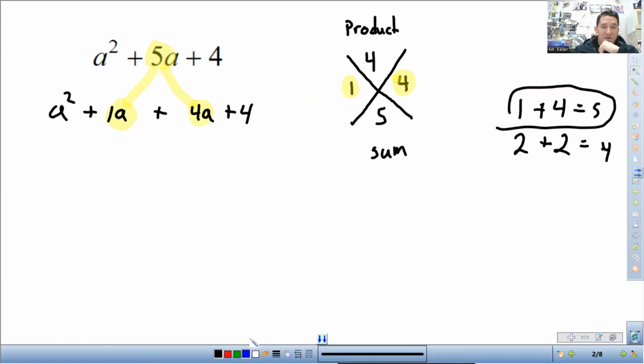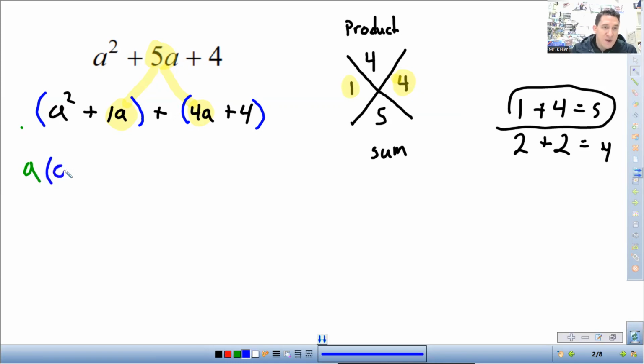And then we're going to do the factor by grouping that we did in yesterday's lesson. So I'm going to group the first 2 terms and the last 2 terms. And then on each group, I'm going to factor out the GCF. All right, so greatest common factor of a squared and a is a. So I factor out an a.